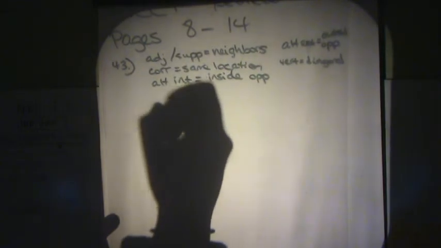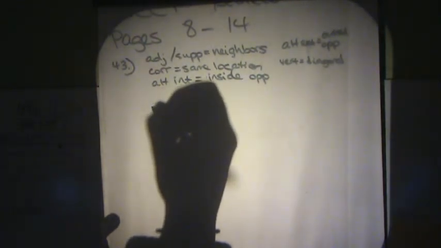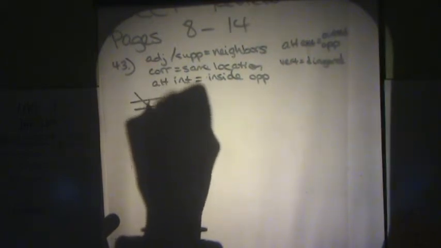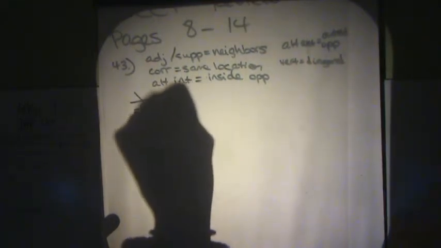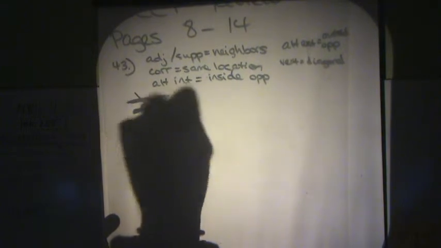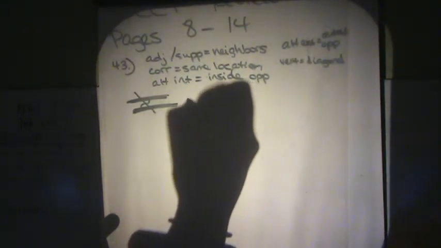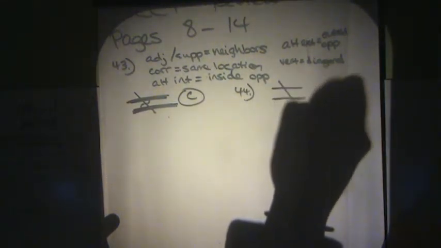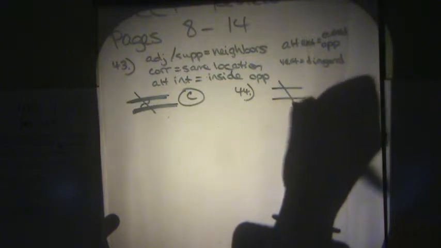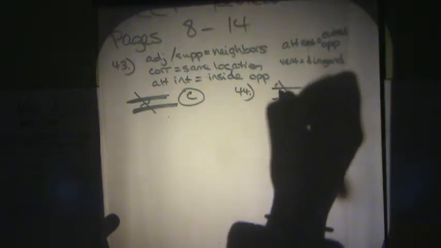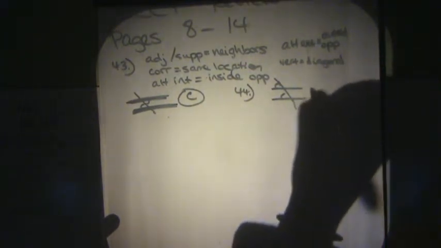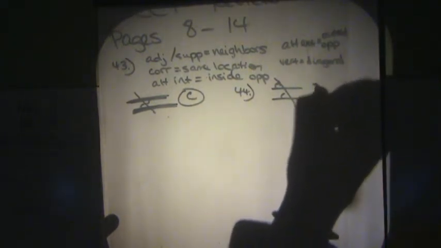Alright, so 43 says angle 3 and 5. 3 and 5 are here and here. So those are inside the parallel lines, and they're opposite, which makes them alternate interior, which is C. 44. 1 and 5 is 1 and 5. This is in the top left, this is in the top left. So that would be the same location, which would be corresponding, which would be D.